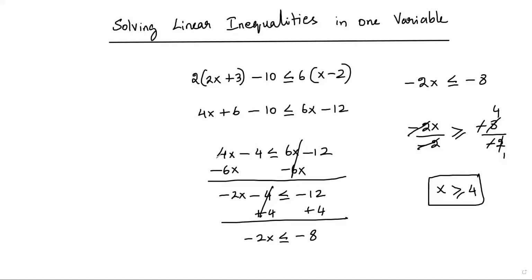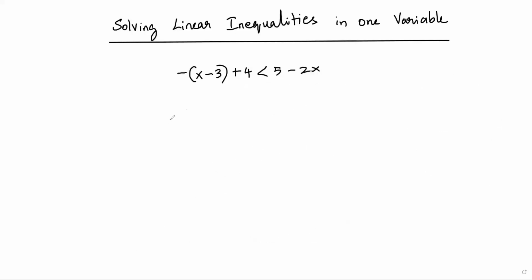Okay, let's look at another example. In this inequality, first you have to distribute this negative sign to x and negative 3. When I distribute this negative sign to x, it will become negative x. Negative times negative will become positive 3, so positive 4 less than 5 minus 2x. So negative x, when I combine these two numbers, it will be positive 7 less than 5 minus 2x.